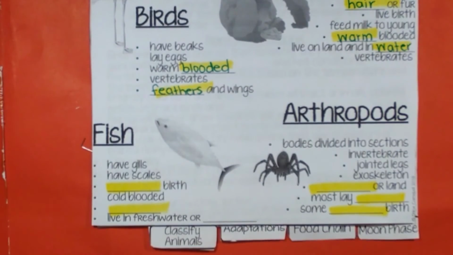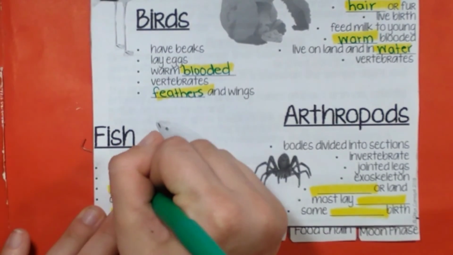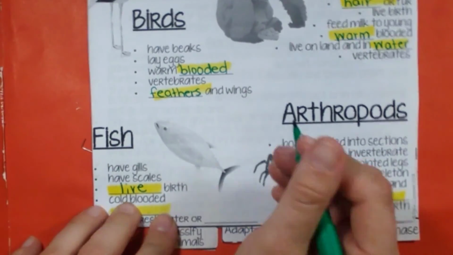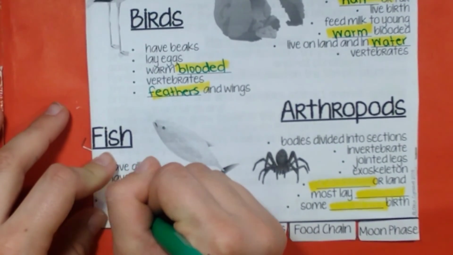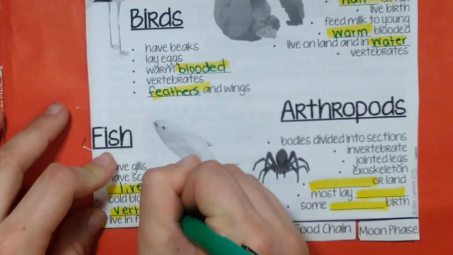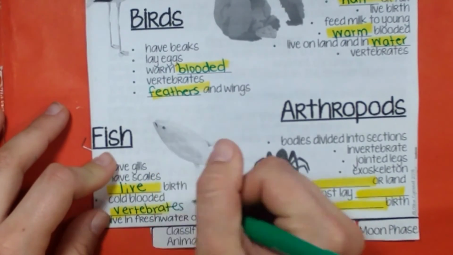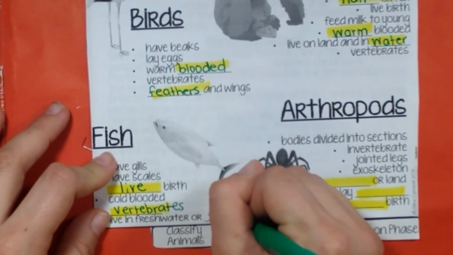Fish have gills to breathe instead of lungs. They have scales. They have live birth. Some do have eggs, yes. Cold-blooded, vertebrae. And they can live in freshwater or saltwater.